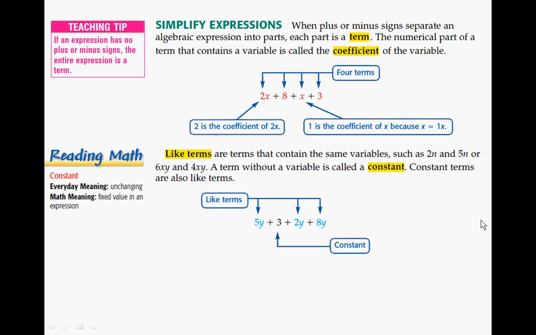So when we simplify, and you should already have some notes on this already, each part is called a term. And within that term, you have a coefficient and an unknown, or a variable. If you have a term that doesn't have an unknown or a variable, then it is called a constant. Also, you have like terms. Like terms contain the same variables or unknowns, and they can be grouped together. When you're done taking notes off of this, you can go ahead and continue on.